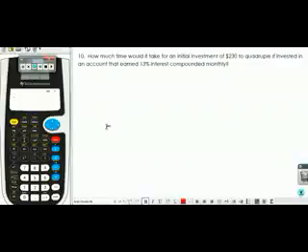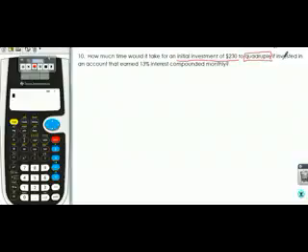Alright, next up we have another finance problem. How much time would it take for an initial investment of $230 to quadruple if invested in an account that earns 13% interest compounding monthly?